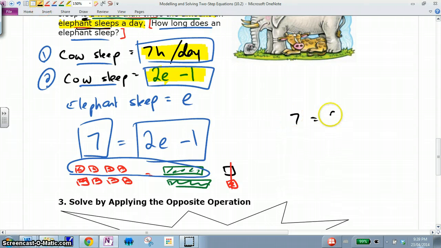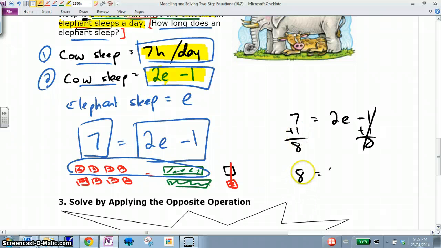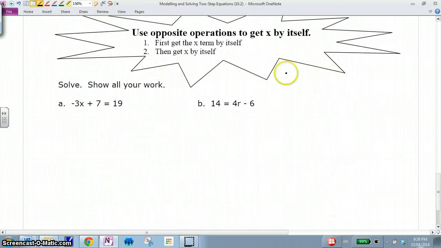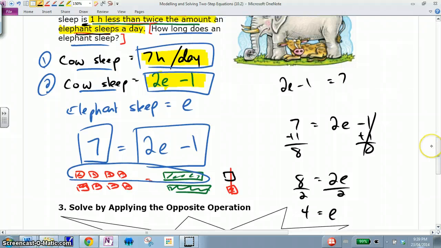Algebraically, it would look like this. 7 equals 2E minus 1. We added 1 to both sides, making this 0. So we had the 2E piece by itself, making the left-hand side 8. 8 is now equal to 2E, and we divide by 2 to get that 4 equals E. Alright, you could have written it like this, 2E minus 1 equals 7. You could have solved like that. I just flipped it. We just did it the other way around.